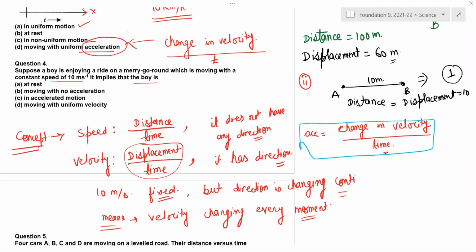Anyone who could not understand may please inform me. Sir, what is ms minus 1? Meter per second. That is the unit. Meter per second. Sir, so where is the direction?